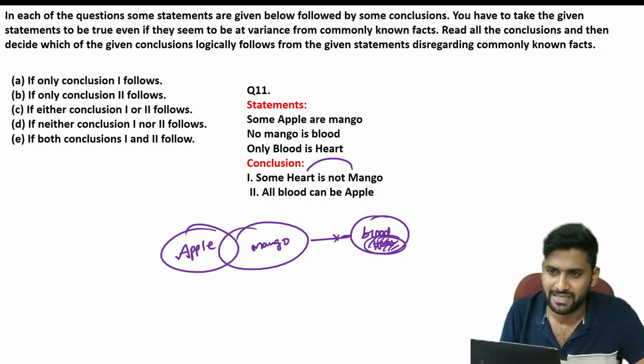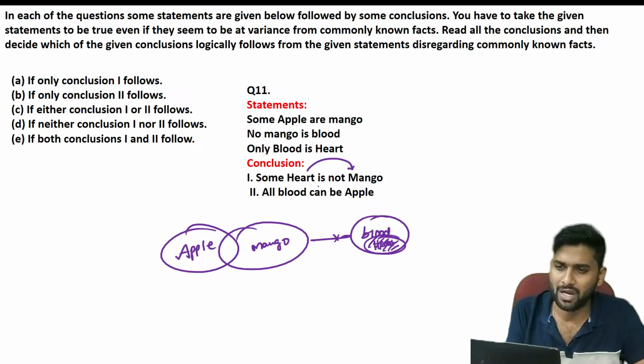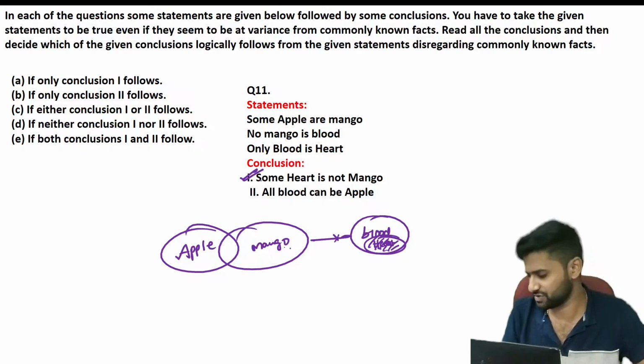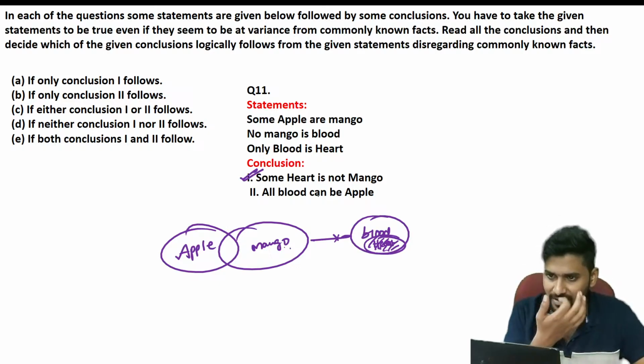Now see, any conclusion, verify whether all heart can be mango or not. Is it possible that all heart can be mango? Why not? Because heart belongs to the blood itself only. So all heart is not mango. Definitely some heart is not mango. So the first one follows.